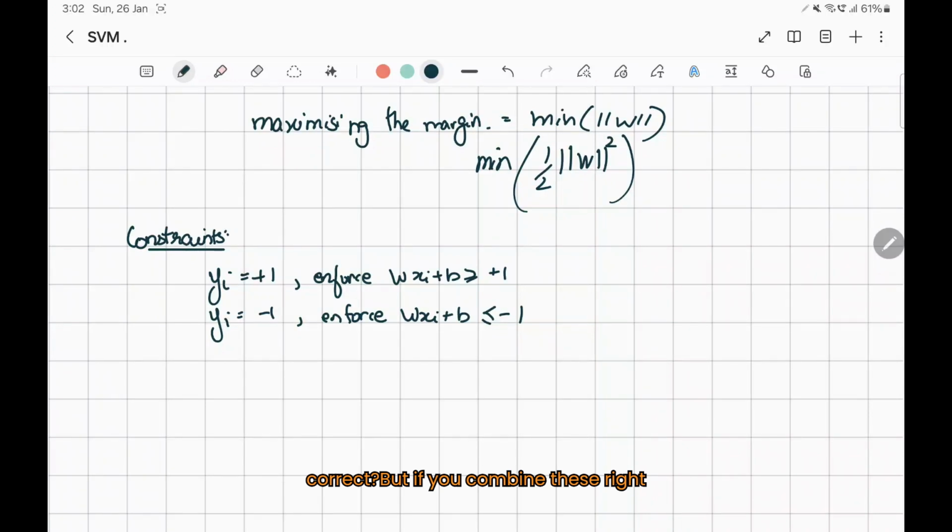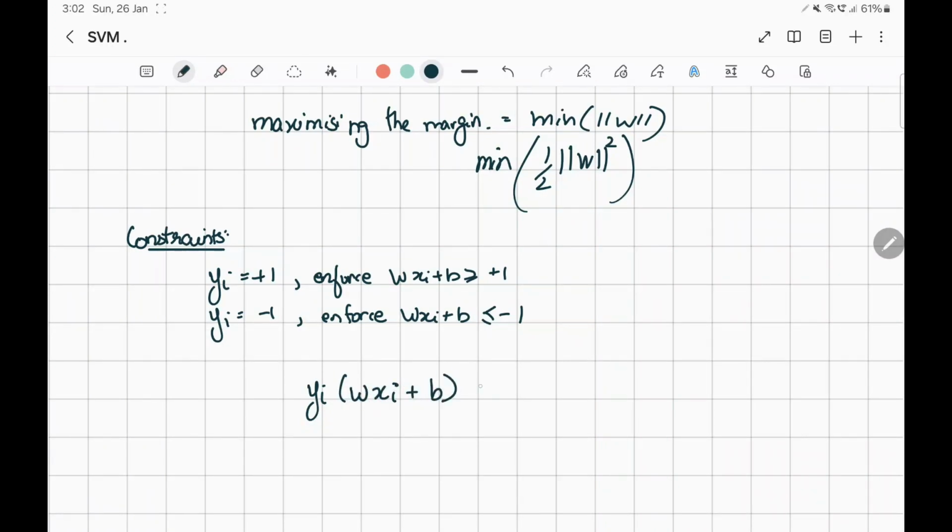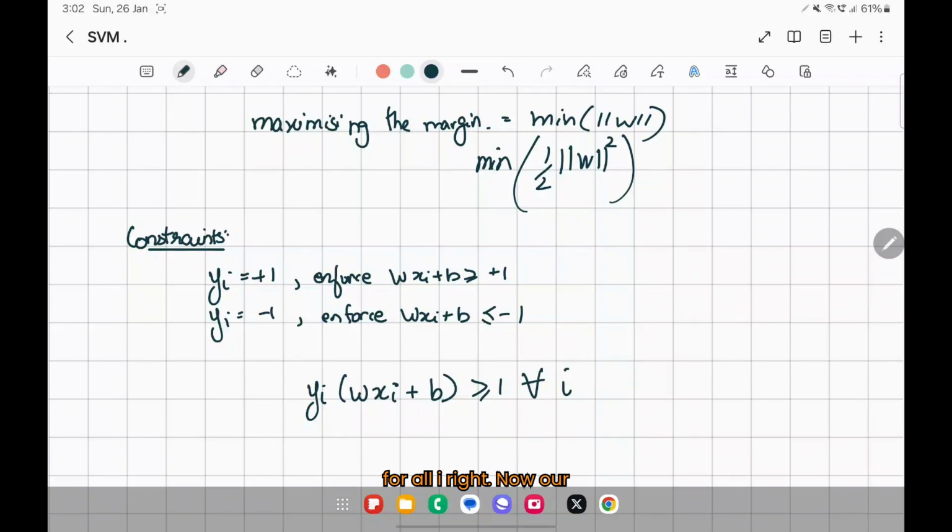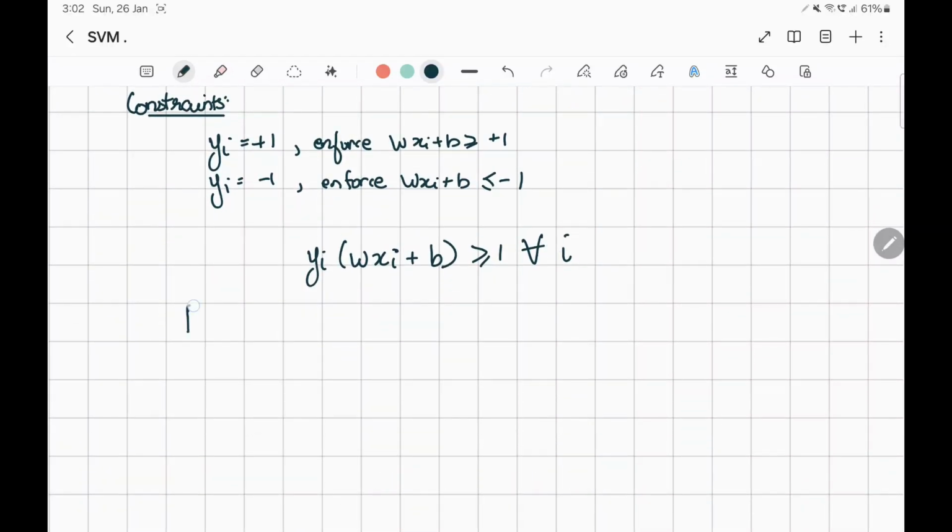correct. But if you combine these, right, because if you multiply yi with this one, which is also already negative, this will turn positive, and this is already positive. So we can combine this constraint because it's easier to carry just one constraint instead of satisfying two constraints and then mathematically solving. So we get this, for all i, for all i, right?